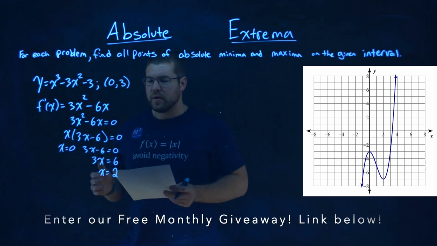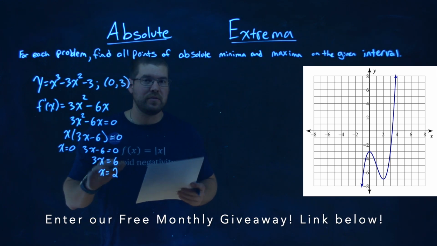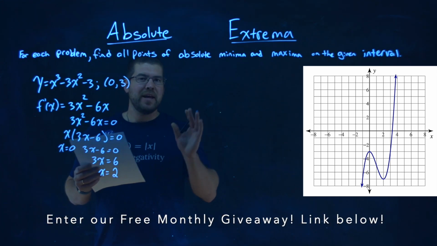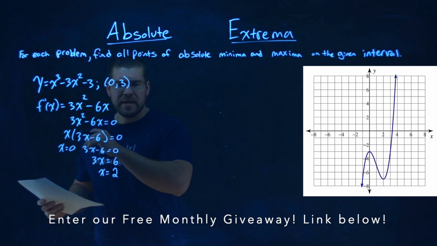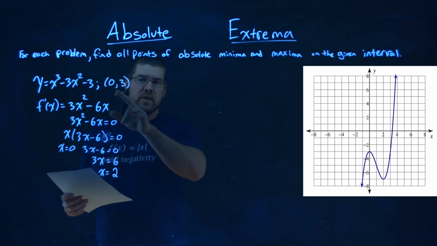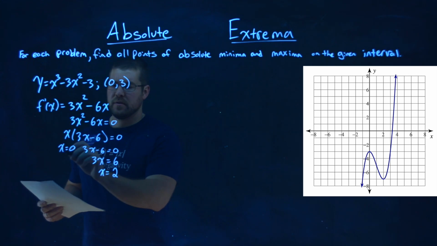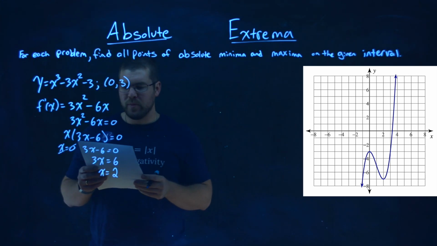So now we use these two critical values to see which one is really within our interval and could be an absolute minima or maxima. We don't need to check 0. It is not within our interval. It just missed it. So 2 is the only one we really need to look at.